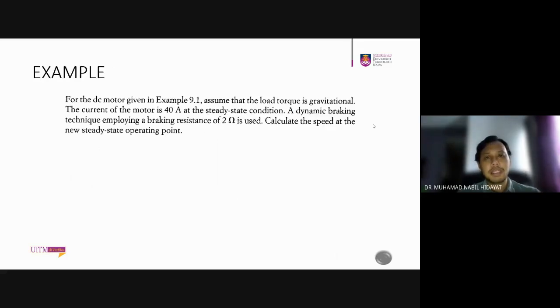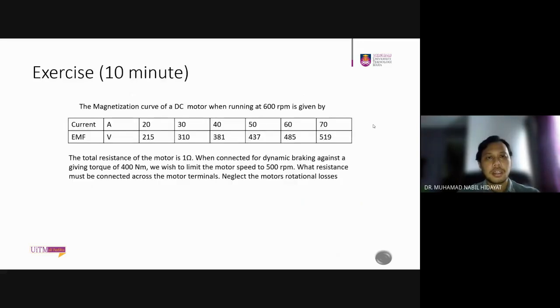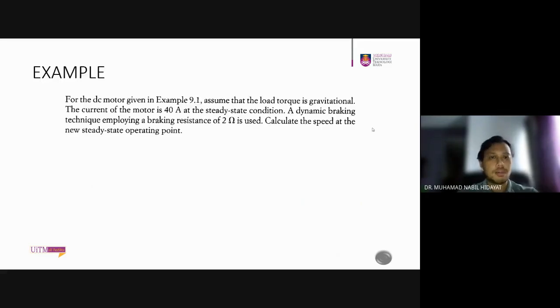And there will be an example here, an example on how to use this equation. This also will be discussed in our tutorial session, hopefully. And also another exercise for you to do, for you to do by yourself first. Same with this one, this one is a very straightforward question.